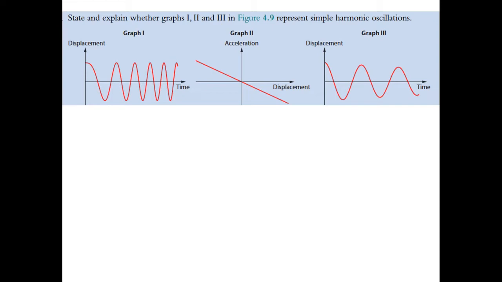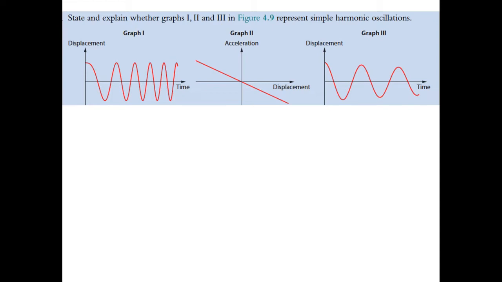Graph 2 does, since the acceleration is proportional and opposite to the displacement. Straight line graph through the origin with negative gradient. Graph 3 does not, since the amplitude does not stay constant.